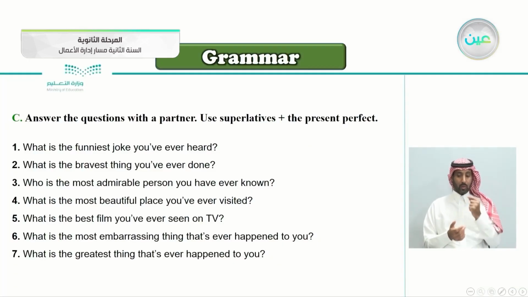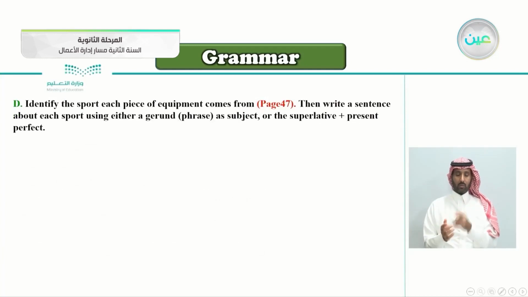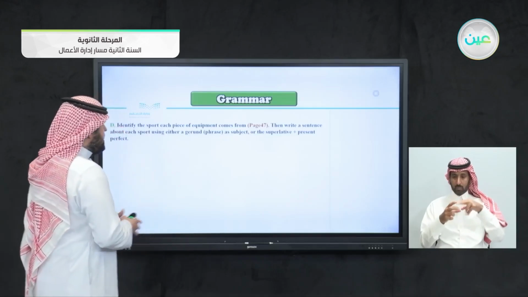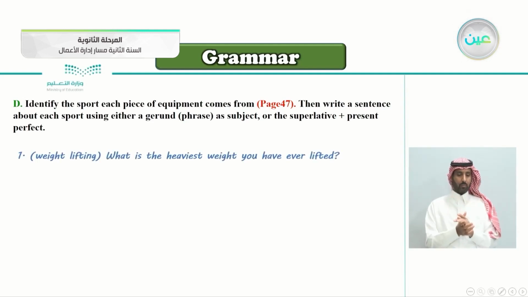What is the best film you've ever seen on TV? What is the most embarrassing thing that's ever happened to you? What is the greatest thing that's ever happened to you? So you answer all of these with your colleagues. Identify the sport each piece of equipment comes from page 47. You can see the pictures there. Then write a sentence about each sport using either a gerund phrase as a subject or the superlative plus the present perfect. For example, the first one, you can see the picture number 1 about the weight lifting.